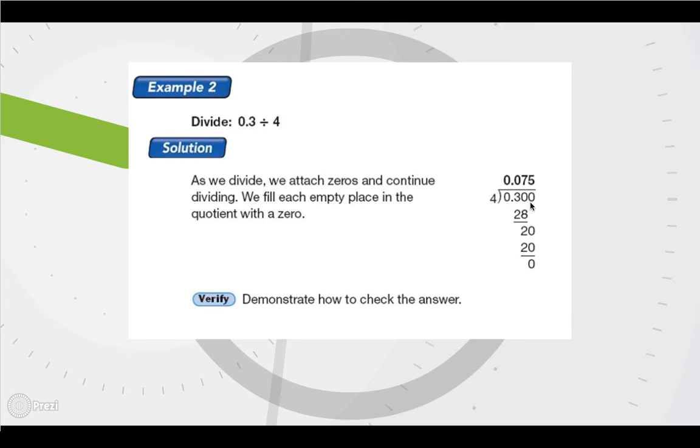Now 4 goes into 30, with the 0 that we added, 7 times. Then we have 28. We subtract and we have 2 remainder. Now I'm going to add another 0 in there, drop the 0 down. So 4 does go into 20 5 times. 5 times 4 equals 20, and then we have no remainder. Now it says, how do we check the answer? To check this, we do 4 times 0.075, just like you would normally, and then you would get 0.3 as your answer, or 0.300.